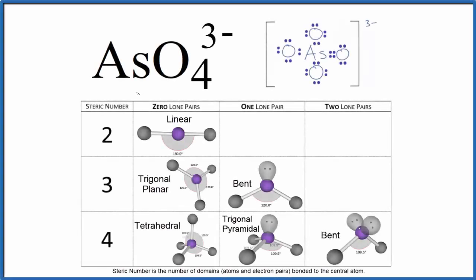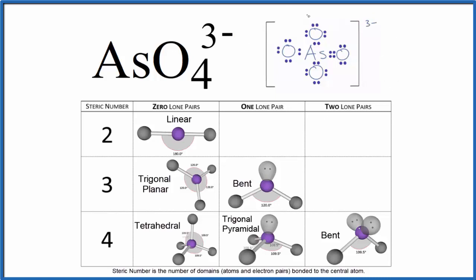Let's take a look at the molecular geometry and bond angles for AsO4 3-. This is the arsenate ion. So we'll start out with a valid Lewis structure. And this is our Lewis structure, and we have these brackets here, 3-, because it's an ion.